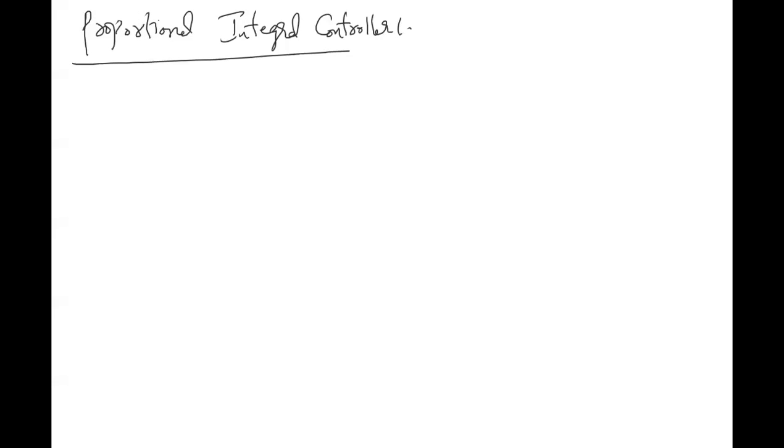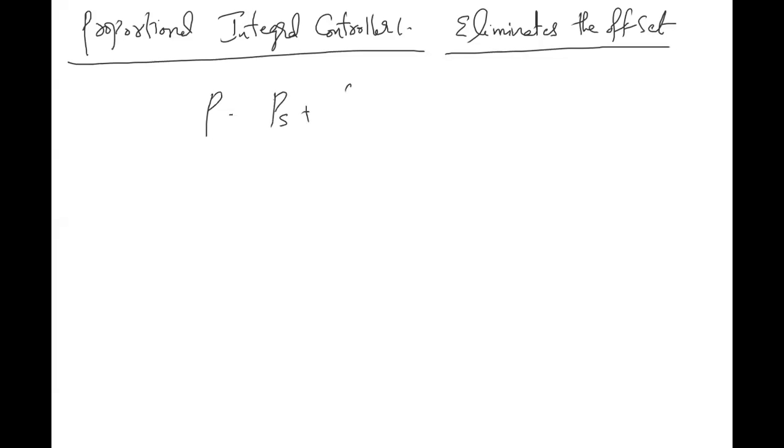So that is why. Now the next one is the proportional integral controller. What is the main objective of the proportional integral controller? It eliminates the offset. Let us see how it eliminates the offset. What is the equation that you have? P equals Ps plus Kc into E plus Kc by tau I into integral 0 to t of E dt.